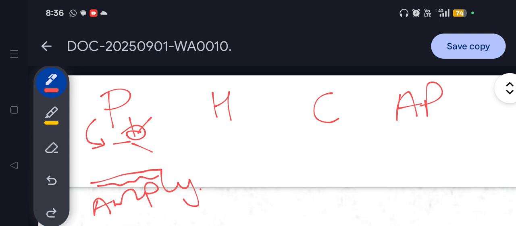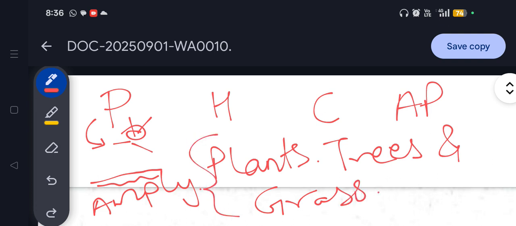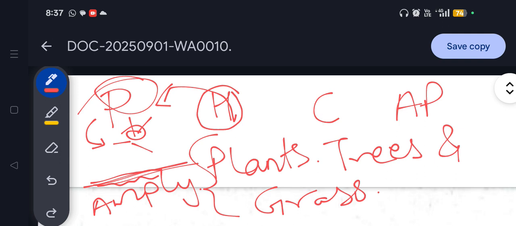Okay, so as you know, these producers are your plants, they are your trees, and they are your grass, and these all three are generally found in the land ecosystem, or we can say the land territorial part of the earth. So as you understood about the producer aspect, the animals who depend for food on these producers are known as herbivorous.